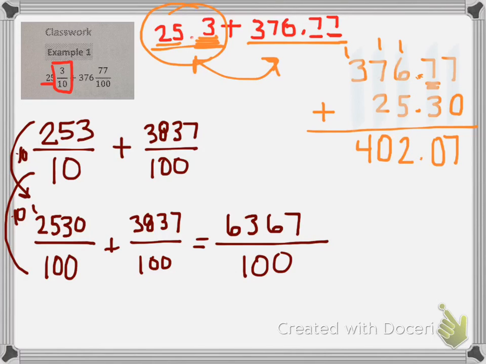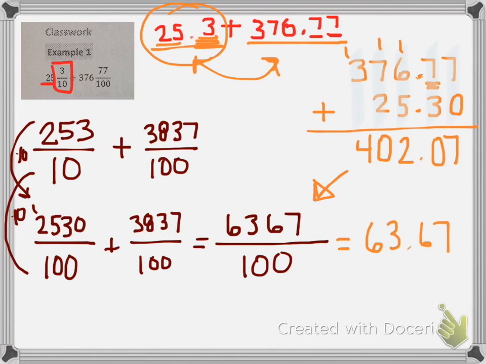But wait a second, that doesn't correspond to my fraction answer. Because if I divided 6,367 by 100, it would be 63.67. Oh man, so what happened? I must have made a mistake on my fractions.